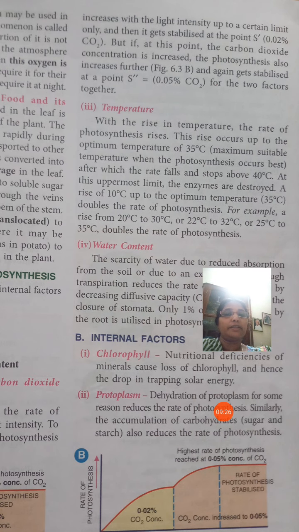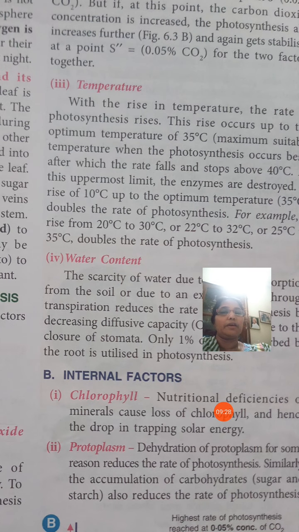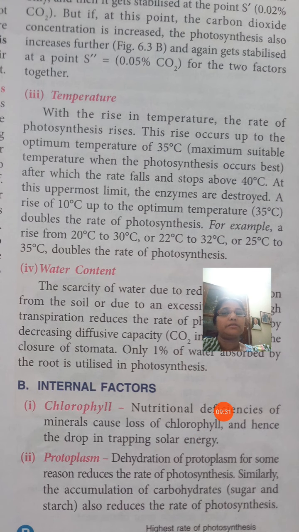Then another fact is given here. Photosynthesis occurs best at this 35 degrees Celsius. Then we can see the rate falls and stops above 40 degrees Celsius. If we increase the temperature beyond 40 degrees Celsius, photosynthesis stops. That is how the temperature is affecting photosynthesis.